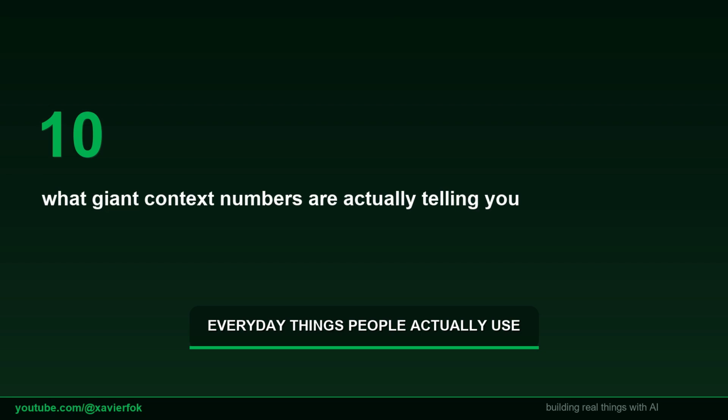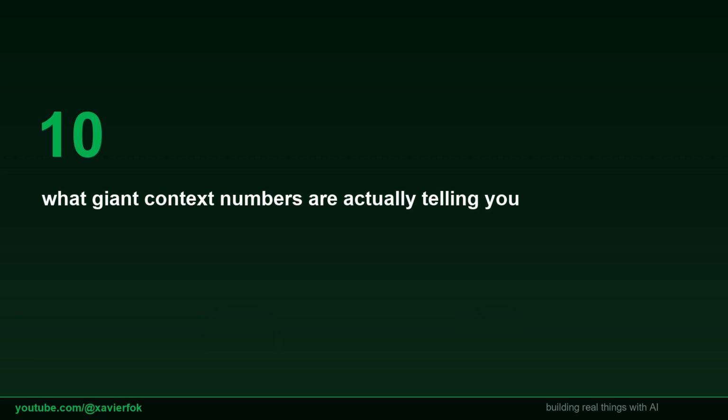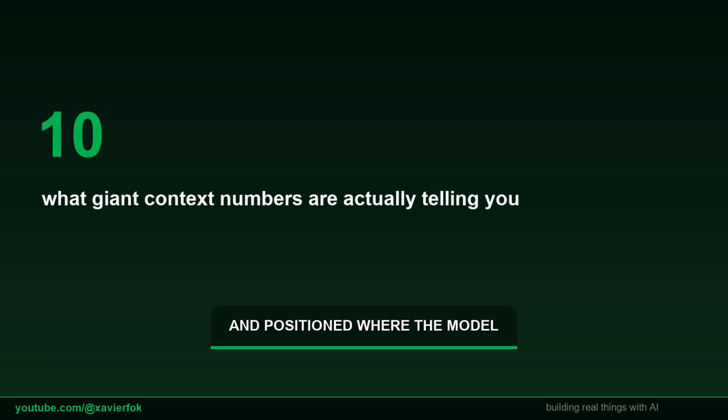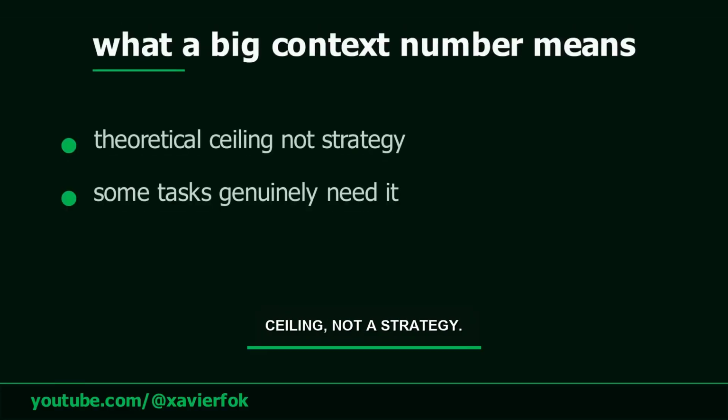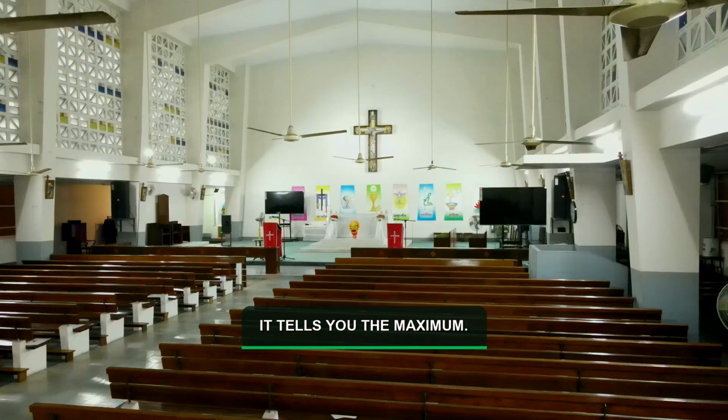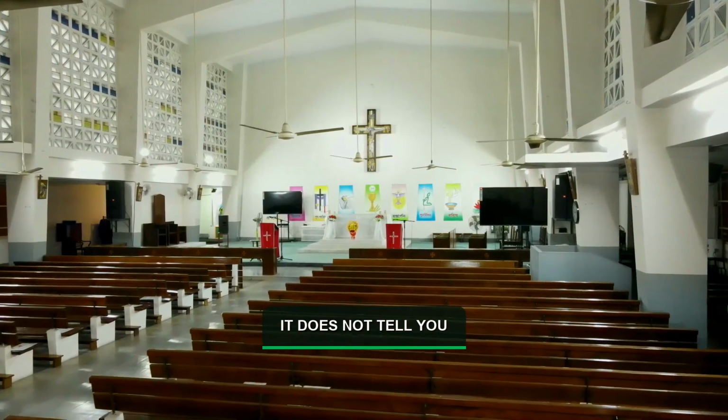But for most of the everyday things people actually use these models for, a million token context is not what changes the quality of the answer. What changes the quality of the answer is giving the model the right information, well organized, focused on the current question, and positioned where the model will actually attend to it. The giant number is a ceiling, not a strategy. It tells you the maximum. It does not tell you the optimal.